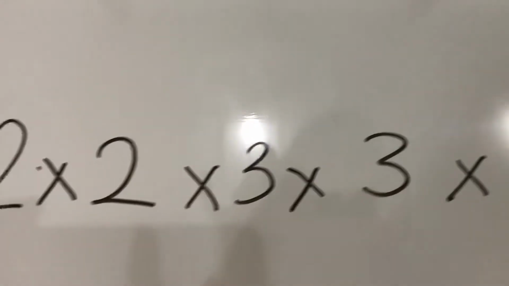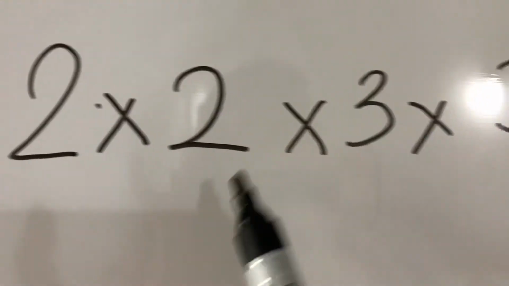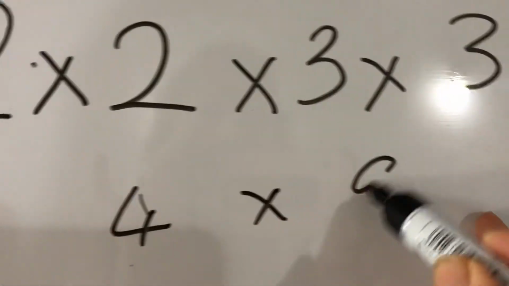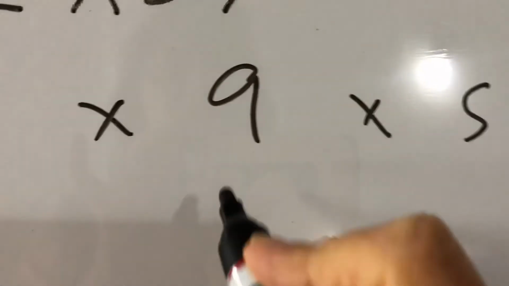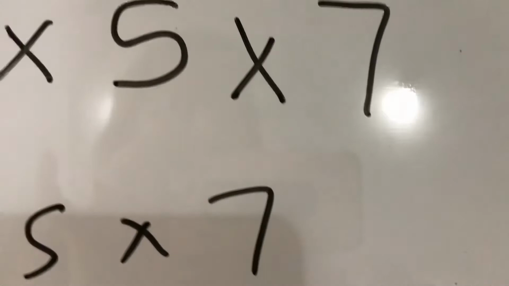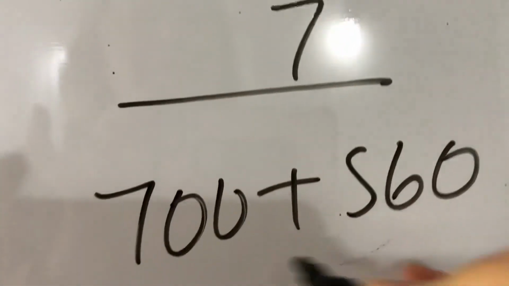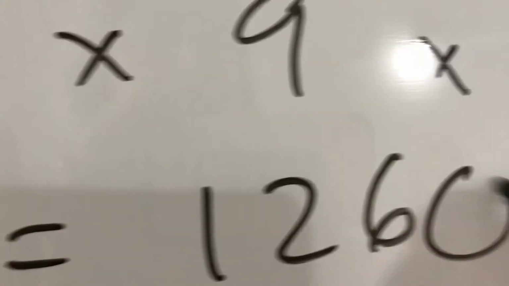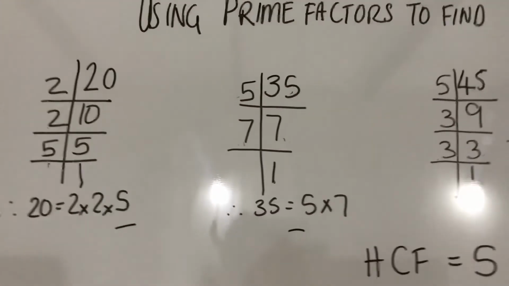We just have to multiply 2 times 2 times 3 times 3 times 5 times 7. 2 times 2 is 4. 3 times 3 is 9. All right, times 5 and times 7. 4 nines are 36. 36 times 5 is 180. 180 times 7. Let's just quickly do this. 180 times 7 would be 700 plus 560 equals 1,260. So that equals 1,260.